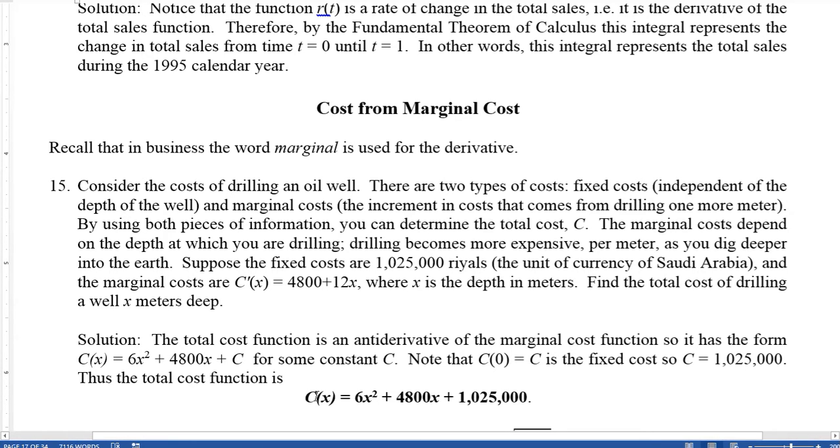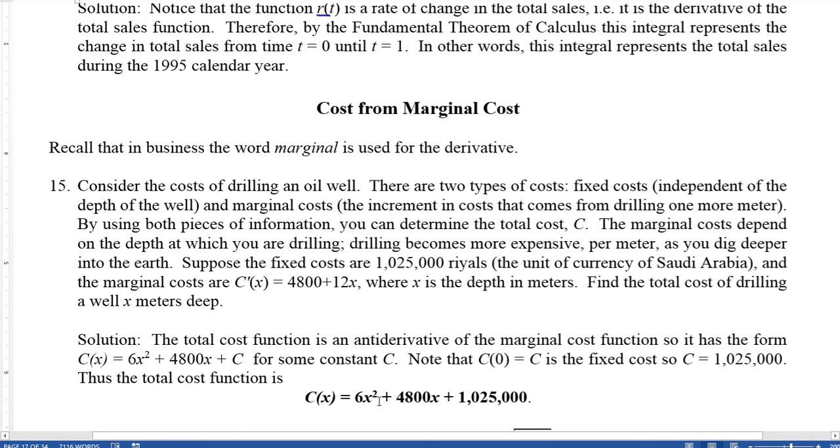1,250,000. And so here's our cost function, 6x squared plus 4,800x plus 1,025,000. The cost then is measured in rials, the currency of Saudi Arabia. And so if we plug in the depth here, then we get the cost. For example, if the depth is 0, we're still out this fixed cost, which we have to pay before we start drilling anything. And then we also add things as we add to this.